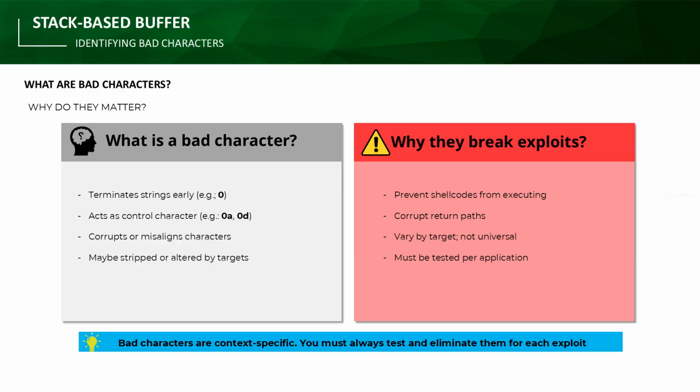And here's the catch. Bad characters are specific to the context of the vulnerability. The same byte that causes issues in one program may be perfectly safe in another. This means you cannot rely on generic lists. You must test, verify, and eliminate bad characters for each exploit you write.